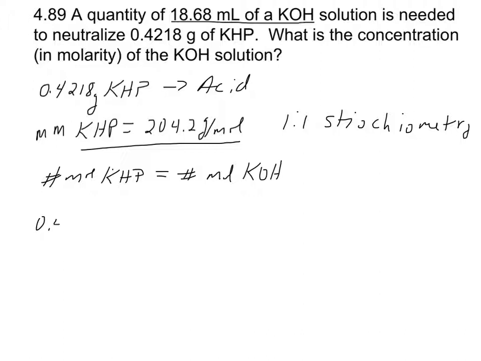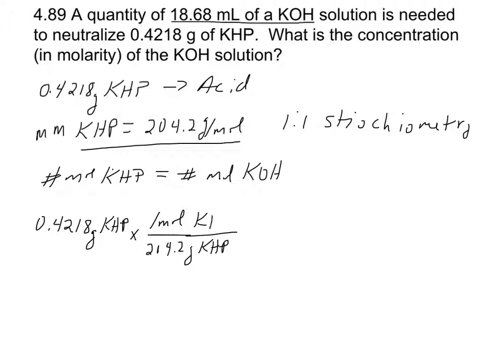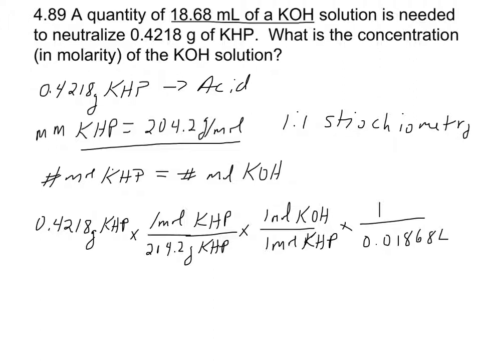So we're going to take our 0.4218 grams of KHP times 1 mole is 204.2 grams of KHP. So 1 mole of KHP there. Times, we know it's a 1-to-1 mole ratio. I'm going to go ahead and throw that in there just so that we can keep straight what we're dealing with. So 1 mole of KOH for every 1 mole of KHP. Then I'm going to divide by my volume in terms of liters. So 1 over 0.01868 liters. And when I calculate this out, I'll find that the concentration of the KOH is equal to 0.1106 molar KOH.